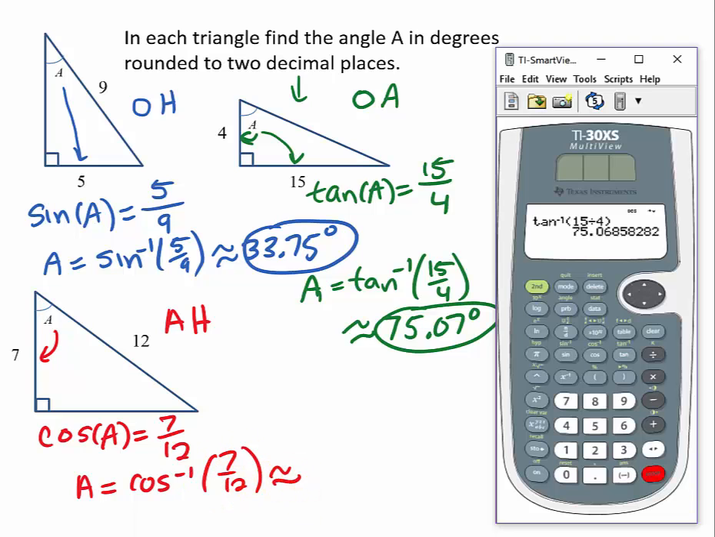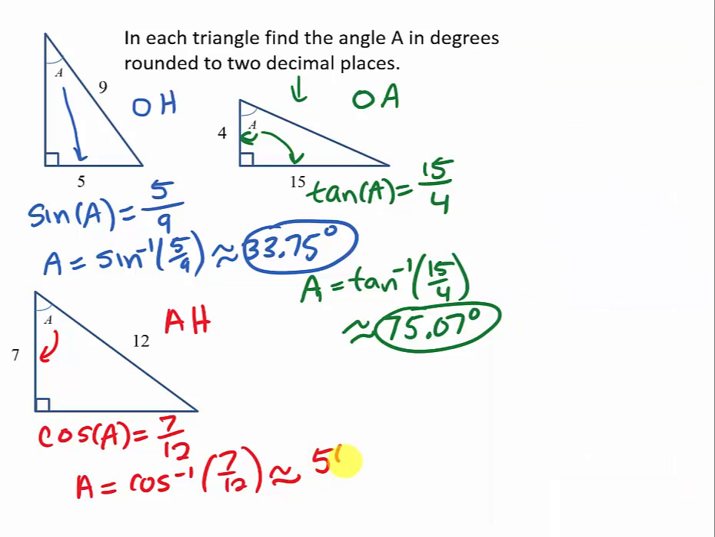And using the calculator, inverse cosine of 7 divided by 12, and that's going to be 54.31 to 2 decimal places, 54.31 degrees.